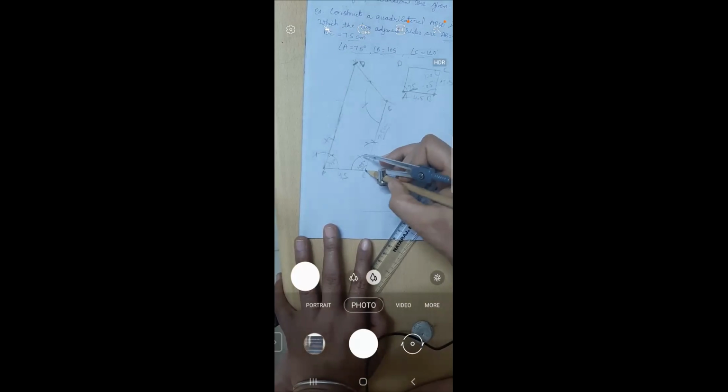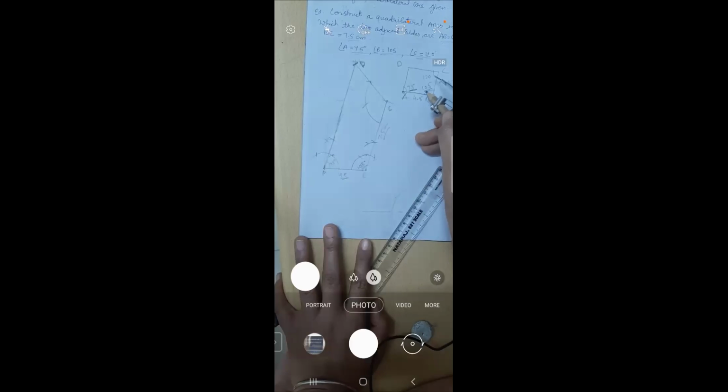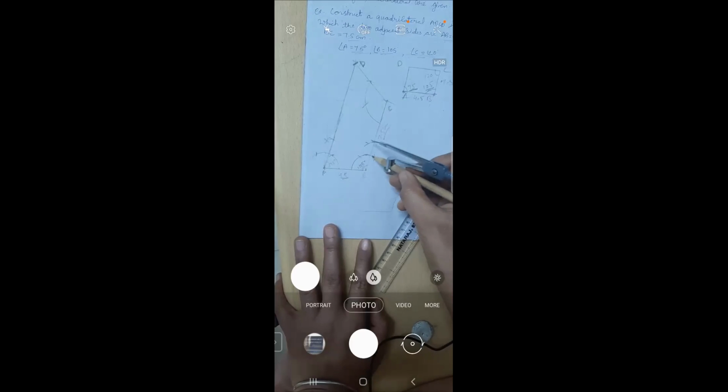Now you start at point B. At B, you have to draw 105 degree angle. So 105 angle is drawn. Now you extend this line.